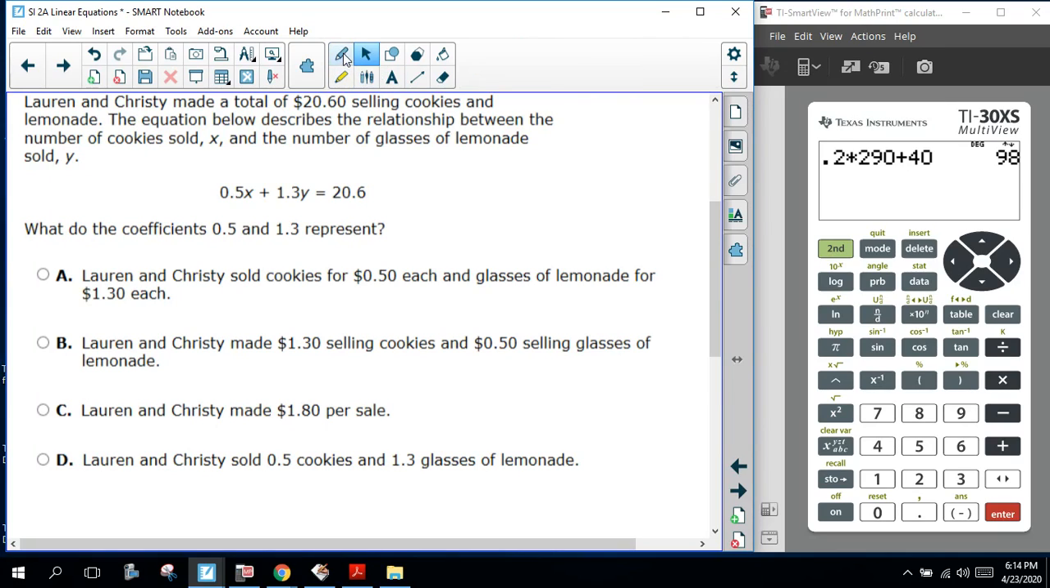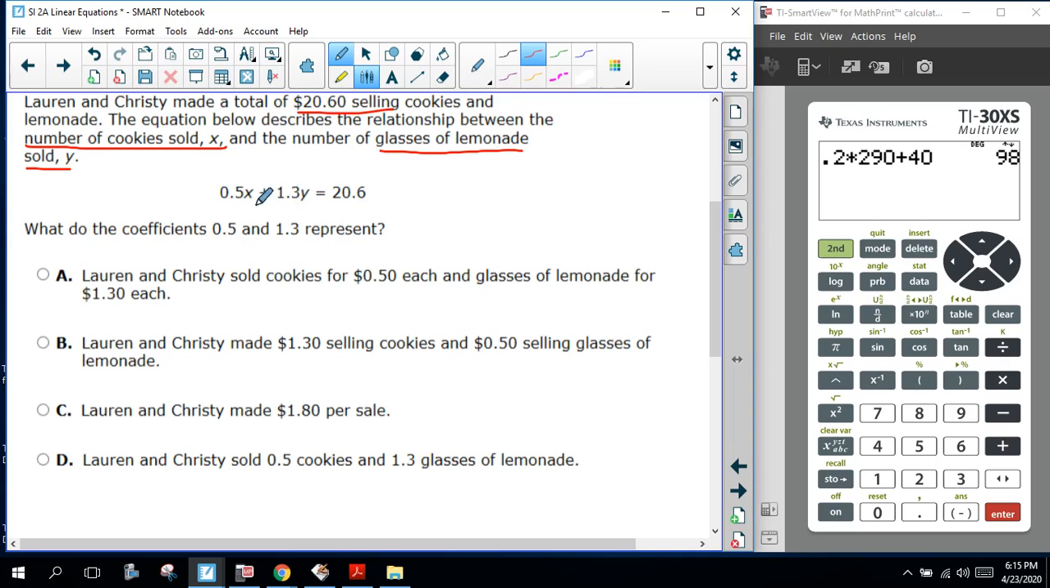Make sure that you're understanding how to do these. Take a look at the next one here. Lauren and Christy made a total of $20.60 selling cookies and lemonade. Their equation below describes the relationship between the number of cookies sold, X, and the number of glasses of lemonade sold, Y.